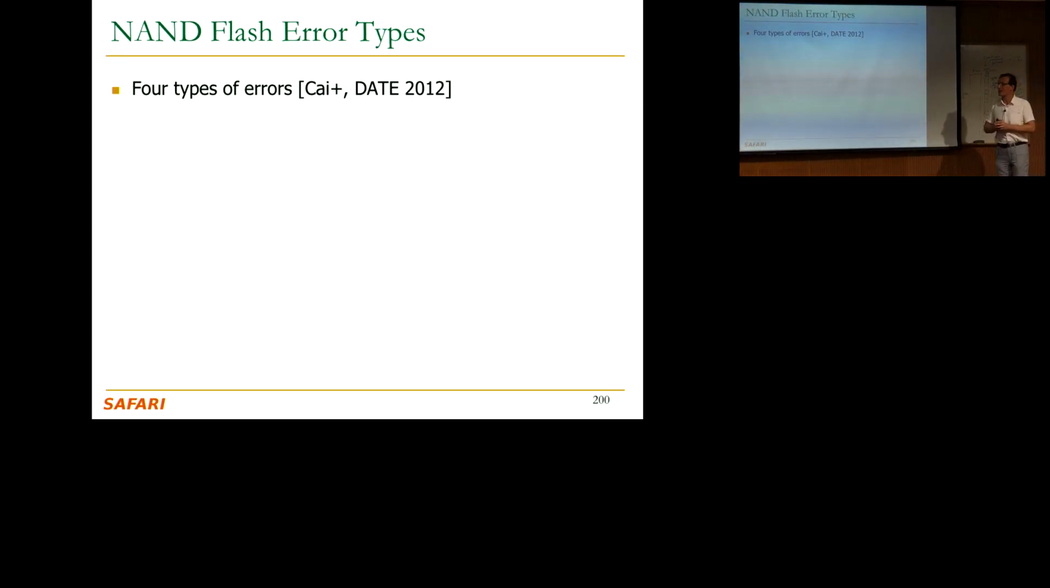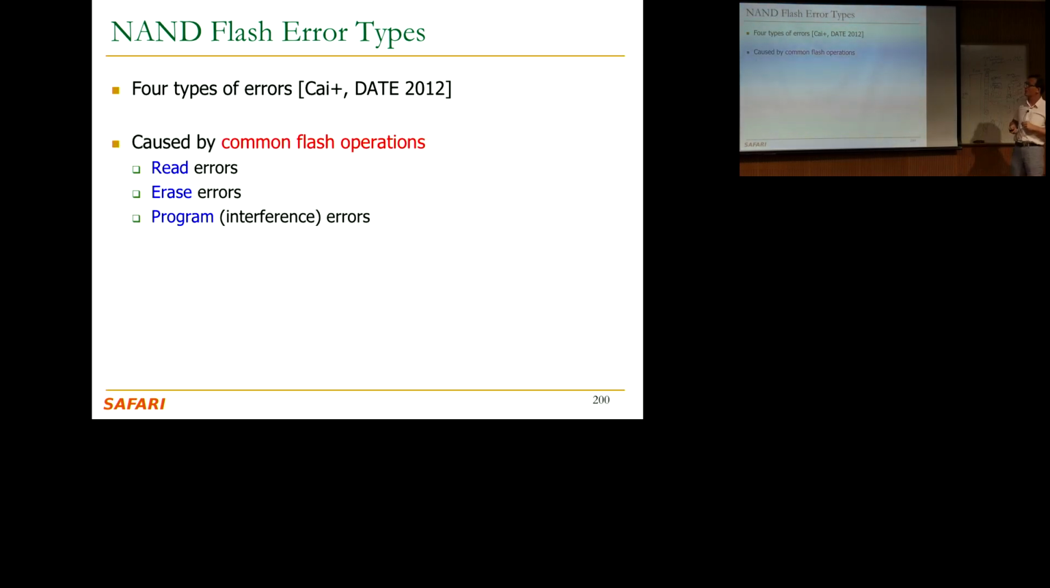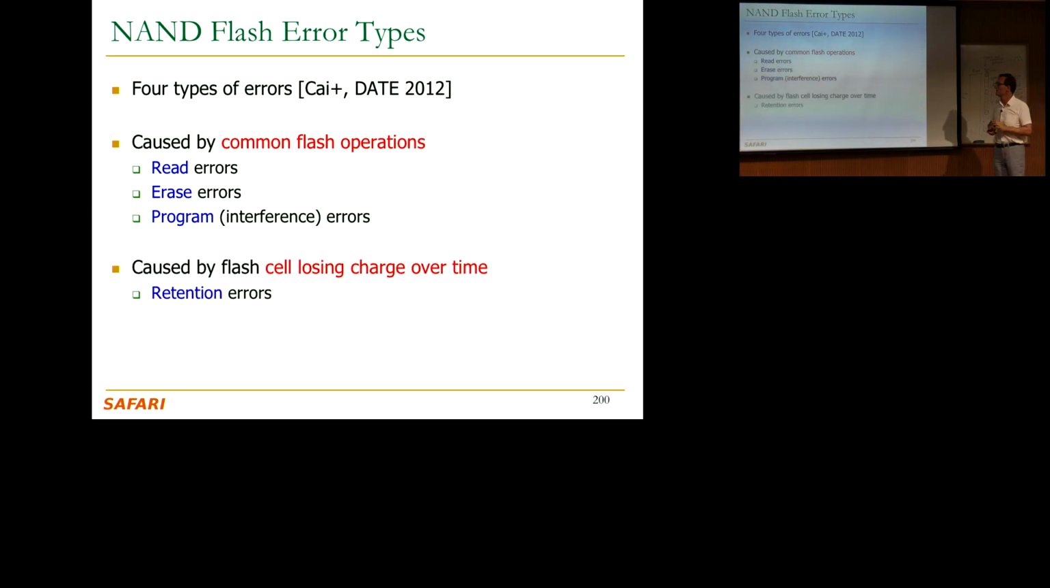So what are the error types that we get? This is based on our first paper. There are 4 types of errors. 3 of them are caused by common flash operations. You get read errors, you get erase errors, and you get program interference errors. Basically, whenever you program a cell, something else around it gets disturbed. And you also have errors caused by flash cells losing charge over time. Even though flash is non-volatile memory, there are still retention errors. So it's really not non-volatile. And we're going to introduce refresh into flash.